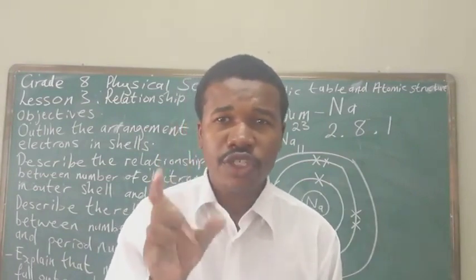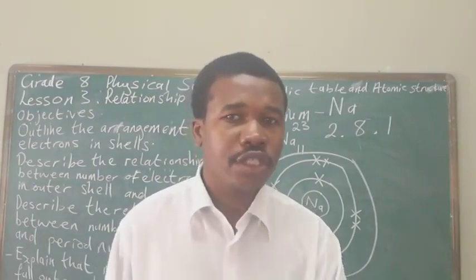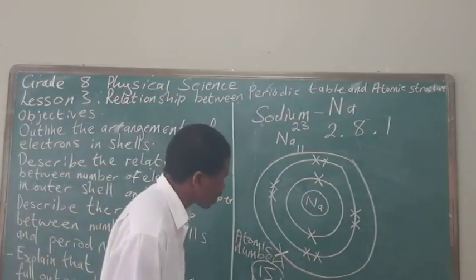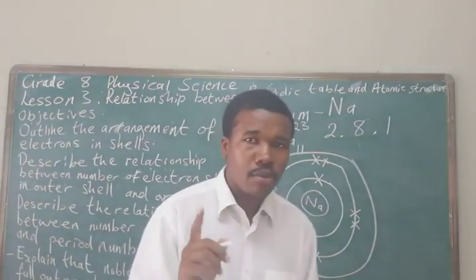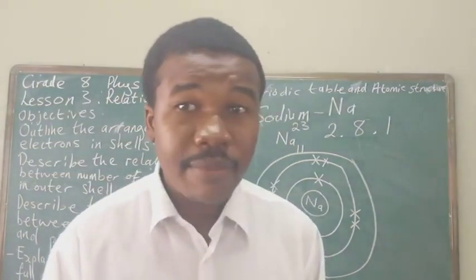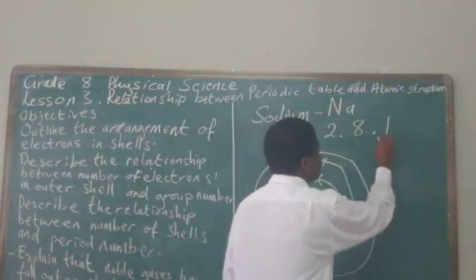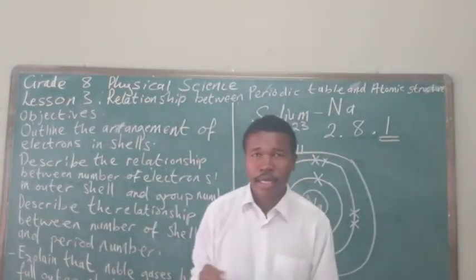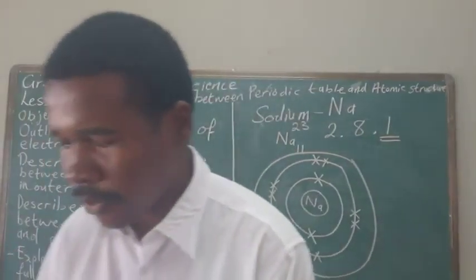All these elements which are in group 1, if you look at their electronic configurations, they will all have 1 electron in the outermost shell. All the elements in group 1, if you write their electronic configurations, will always have 1 electron in their outermost shell.